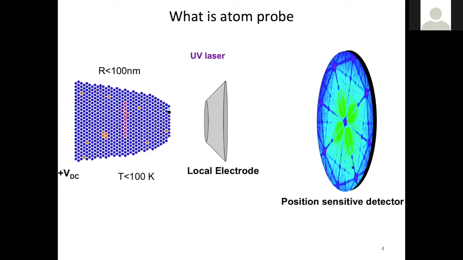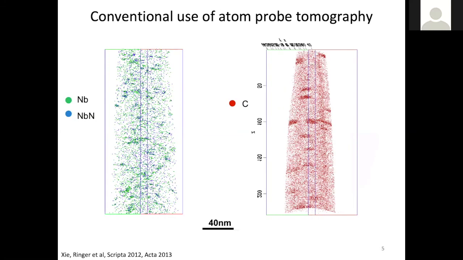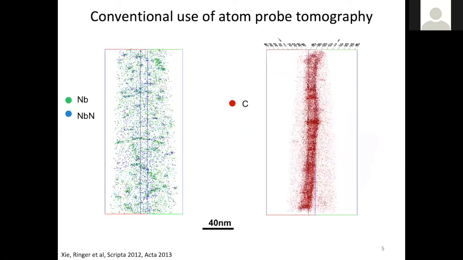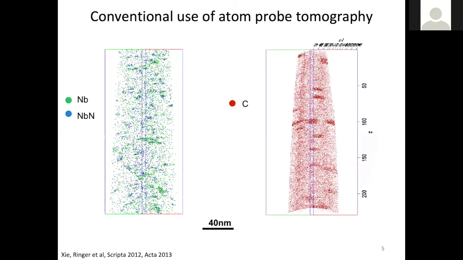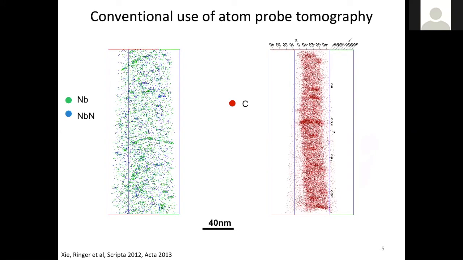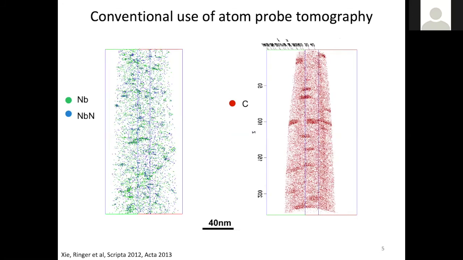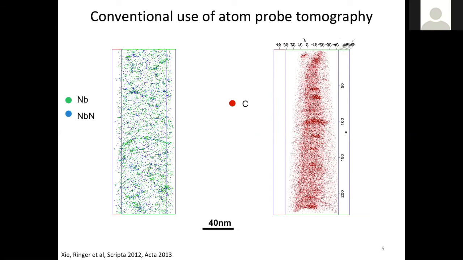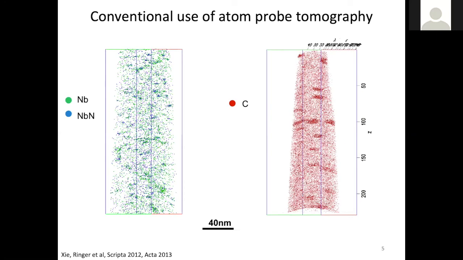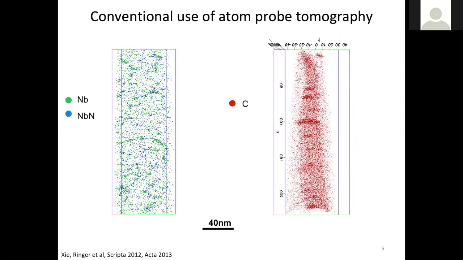Let me go to the next slide to speed up a little bit. Those are some data sets I collected when I was a PhD student. On the left-hand side, you can see the atoms don't distribute uniformly. They formed solid clusters, if you have a closer look in the 3D view. In the example on the right, we captured a grain boundary. You can see there's carbon segregation along the grain boundary. You get a true 3D view.